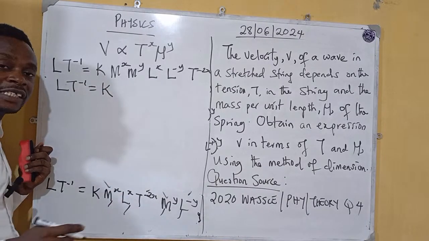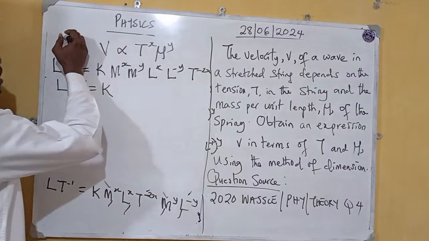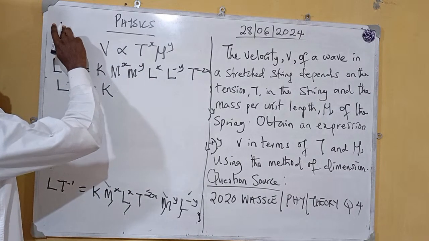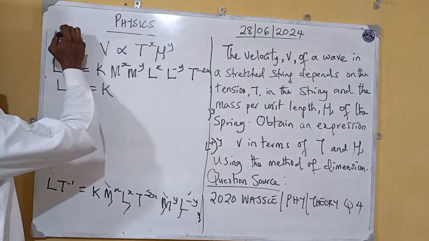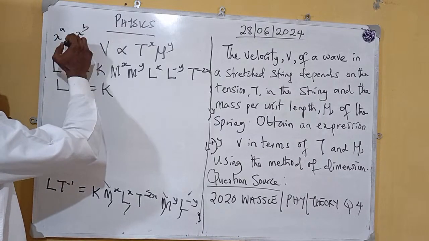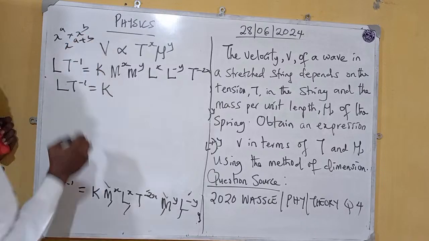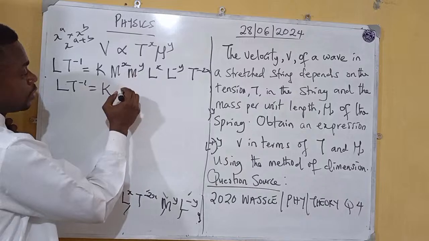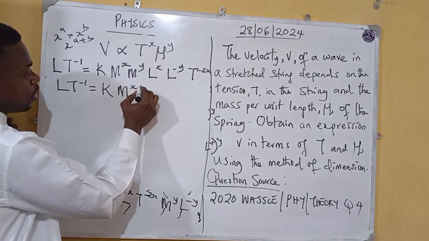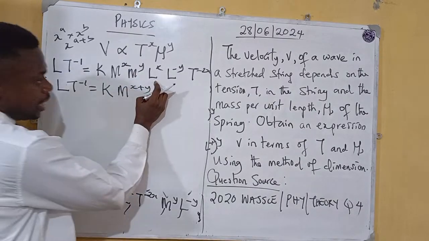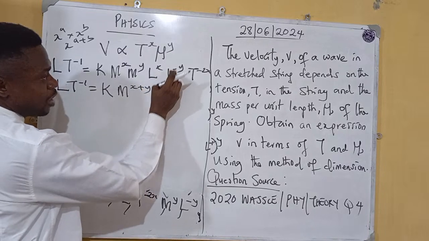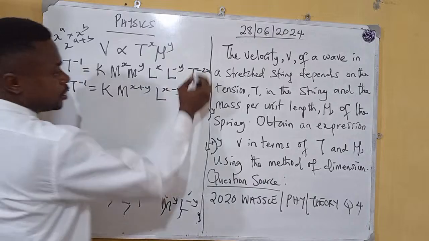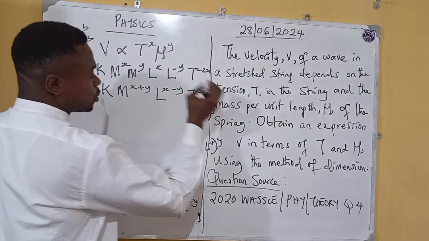Remember the law of indices. If you have X raised to power A times X raised to power B, it becomes what? X raised to power A plus B. Remember the law of indices, so let's apply it here. M raised to power X times M raised to power Y becomes M raised to power X plus Y. L raised to power X times L raised to power minus Y becomes L raised to power X minus Y. This one is still there, T raised to power minus 2x.